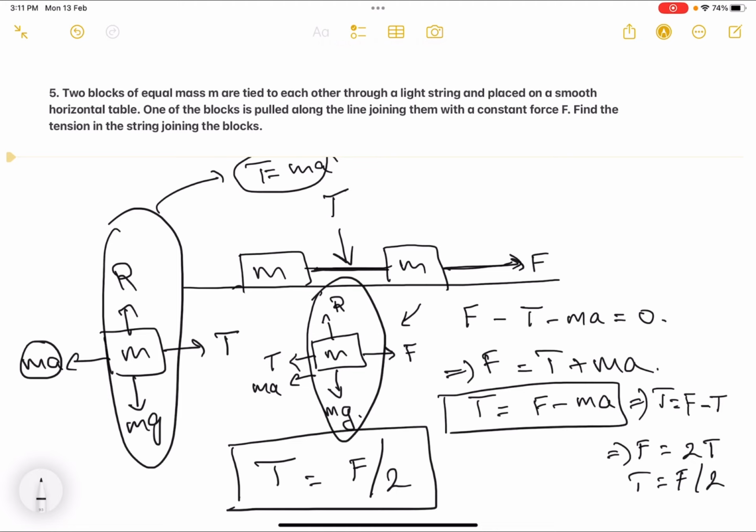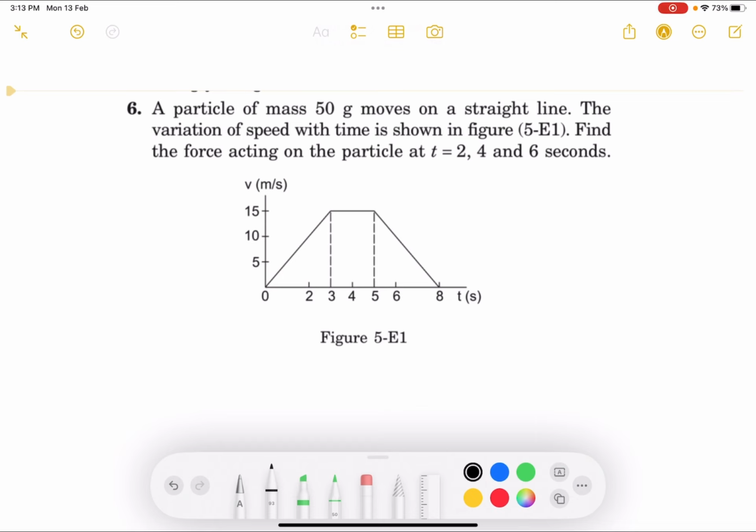Okay. Now moving on to the next question. So let's look at the sixth question now. A particle of mass 50 grams is moving on a straight line. The mass is 50 grams. The variation of speed with time is shown here. Find the force acting on the particle at t is equal to 2, 4 and 6 seconds.